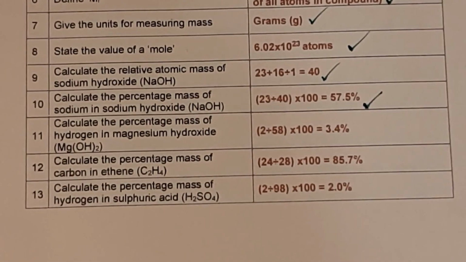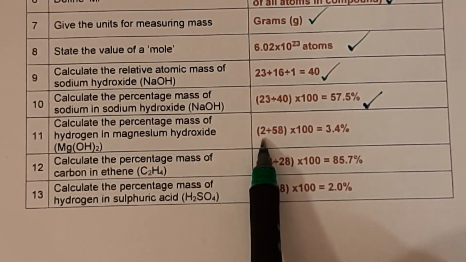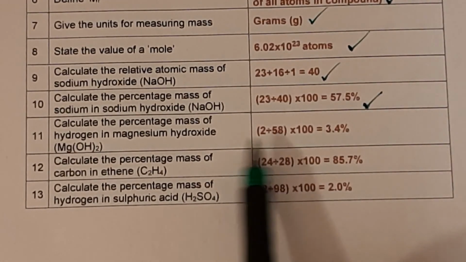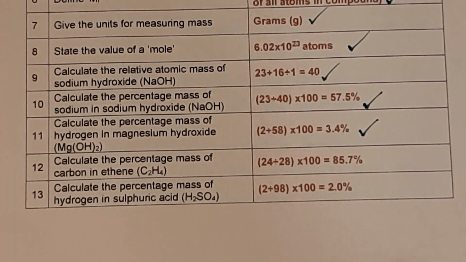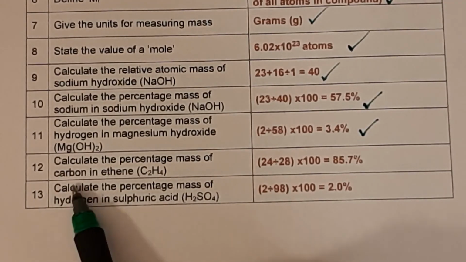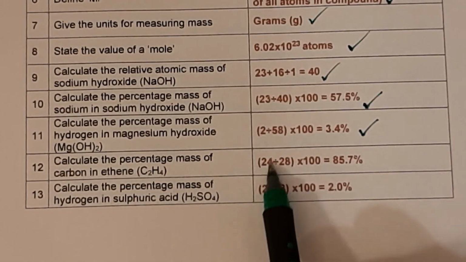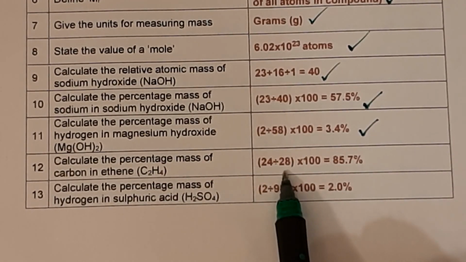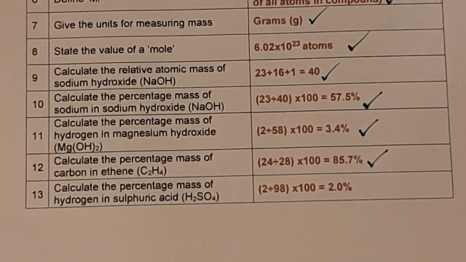Question 11. Calculate the percentage mass of hydrogen in the magnesium hydroxide. So there are 2 hydrogen atoms in magnesium hydroxide, both have a relative atomic mass of 1, giving us a total atomic mass of 2 for hydrogen, divided by 58, which is the relative molecular mass of magnesium hydroxide, all multiplied by 100 gives us 3.4%. Question 12. Calculate the percentage mass of carbon in ethene. Well, there are 2 carbon atoms in ethene, both worth 12, giving us 24, divided by 28, which is the relative molecular mass of ethene, all multiplied by 100, which is 85.7%, or 86% if you've rounded to the nearest whole number.